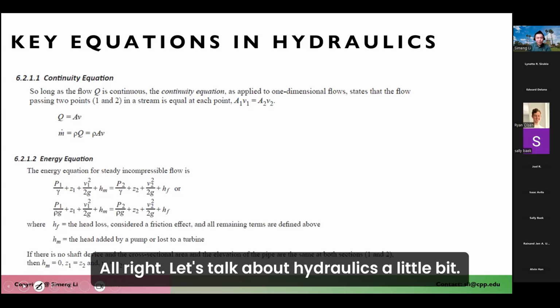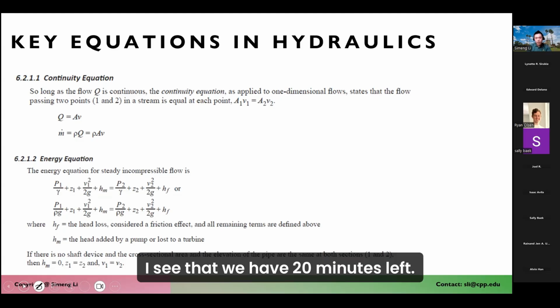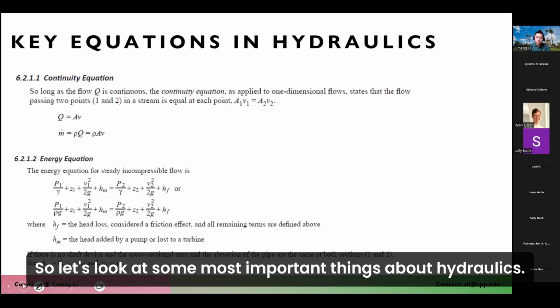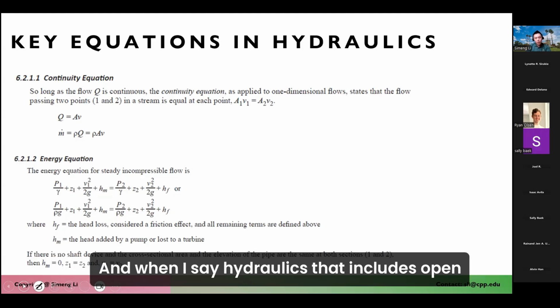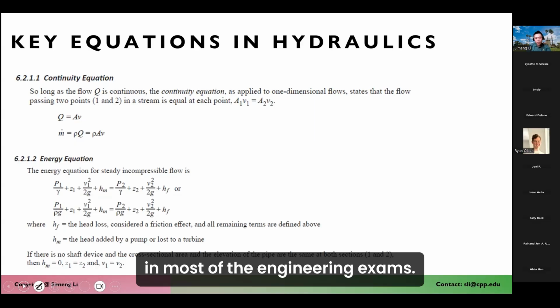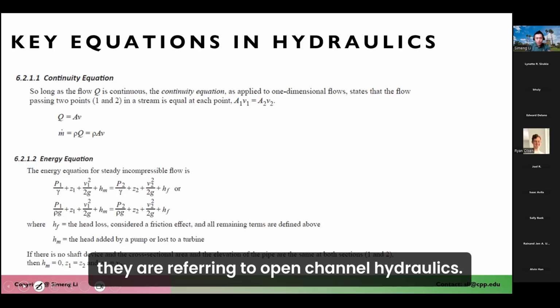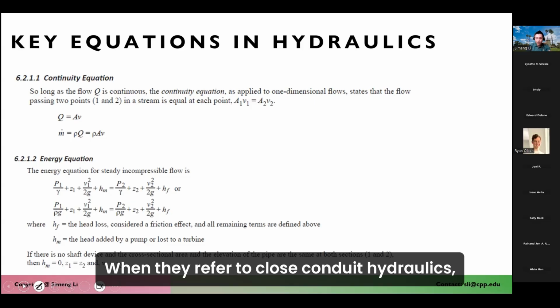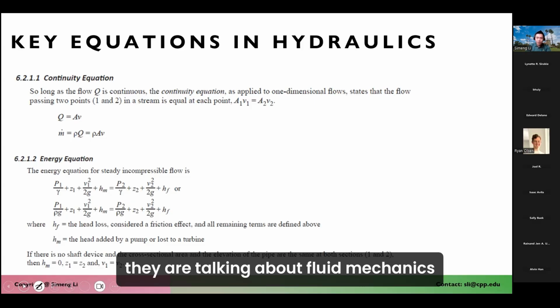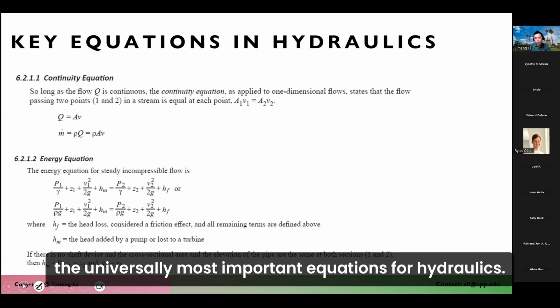All right, let's talk about hydraulics a little bit before we finish today's session. I see that we have 20 minutes left. So let's look at some of the most important things about hydraulics. And when I say hydraulics, that includes open channel hydraulics and closed conduit hydraulics. In most of the engineering exams, when they say water resources, they are referring to open channel hydraulics. When they refer to closed conduit hydraulics, they are talking about fluid mechanics to some degree. Okay, but I want to share with you the universally most important equations for hydraulics.